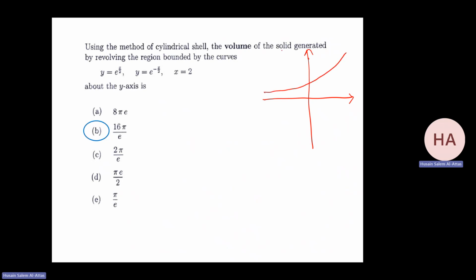This is e to the power x over 2. This is the other one. They meet at x equals 0, that will be 1. And x equal to 2, something like this. We're talking about this region. So it will be from 0 to 2. That will be the volume.